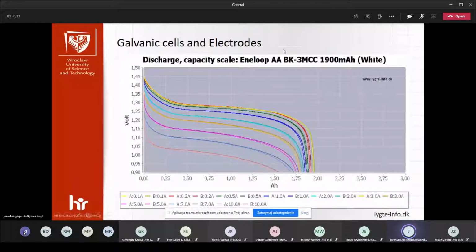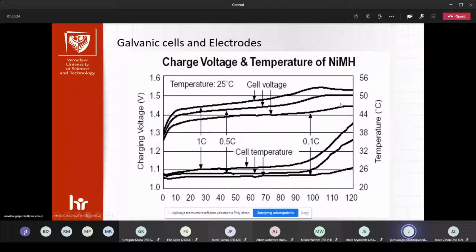Okay. How can we reverse this process of discharge? Okay, similarly to the nickel cadmium batteries, we can charge this kind of batteries, and this is the charge process, and it's similar to the nickel cadmium batteries.